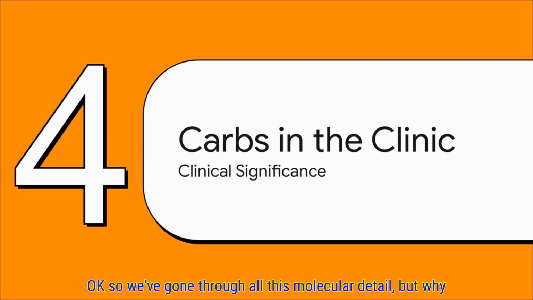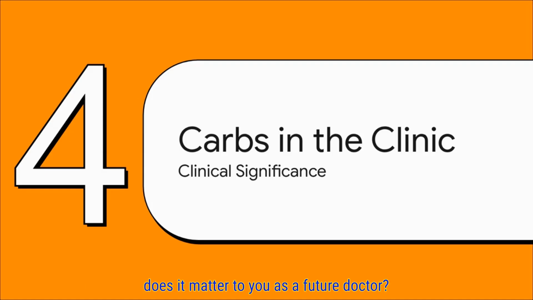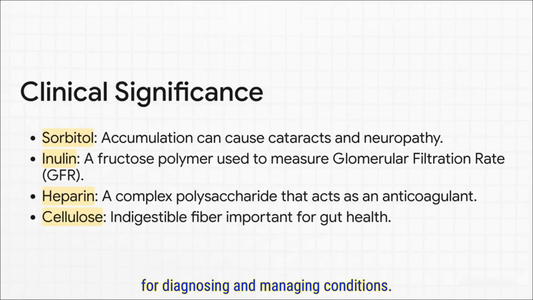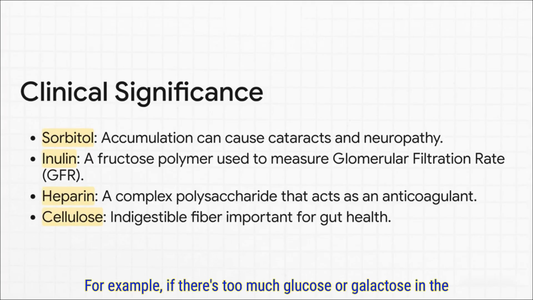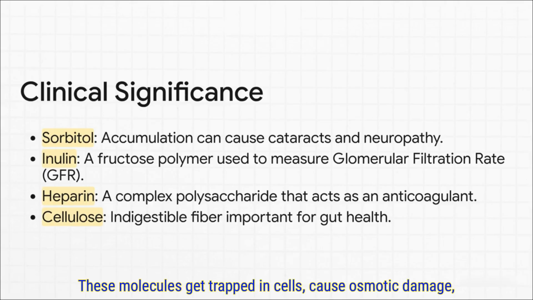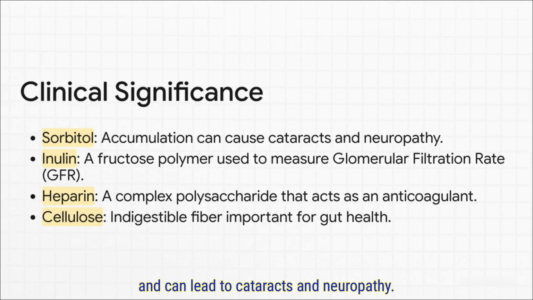Okay, so we've gone through all this molecular detail, but why does it matter to you as a future doctor? Well, let's connect all of this to the clinic. This is the so what part. Understanding carbohydrate structure is absolutely essential for diagnosing and managing conditions. For example, if there's too much glucose or galactose in the body, they can get converted into sorbitol and dulcitol. These molecules get trapped in cells, cause osmotic damage, and can lead to cataracts and neuropathy.